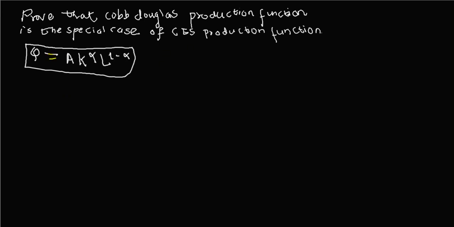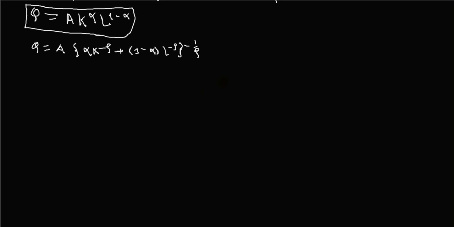So now let us write the general form of CES production function. It is Q equals A {alpha K^(-rho) + (1 minus alpha) L^(-rho)} whole to the power 1 by rho. This is the CES production function, and from this production function we will prove our Cobb-Douglas production function.